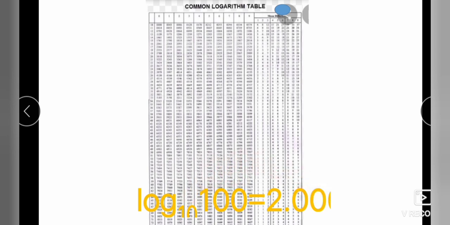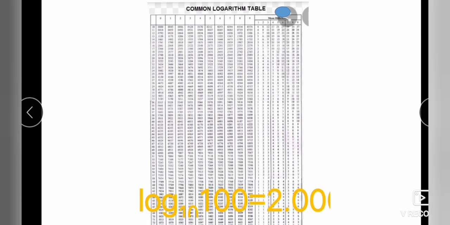In the next video we will use the logarithmic table to find reciprocals, sines, cosines, and trigonometric values.